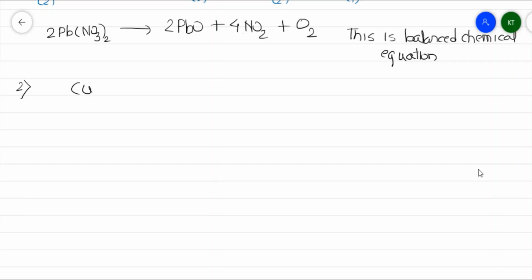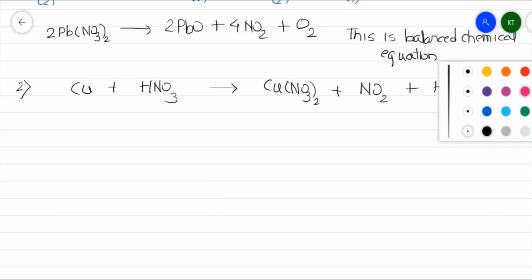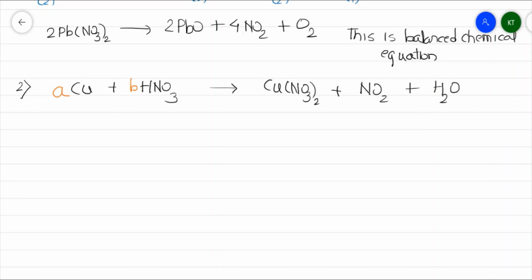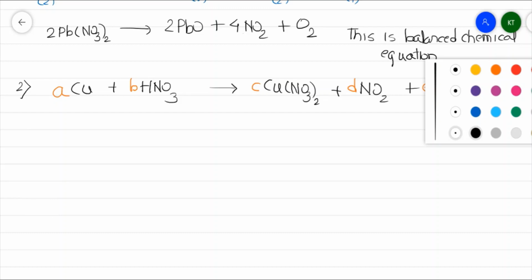So I have copper reacting with HNO3 to give me Cu(NO3)2 plus NO2 plus H2O. Now once again I'll assume some coefficients. Let me take this as A, this as B, this as C, this as D, and this as E. Now we'll try to find the values of these coefficients.